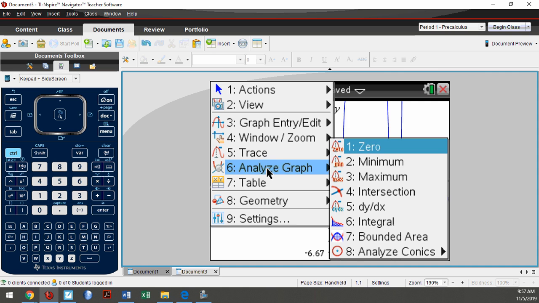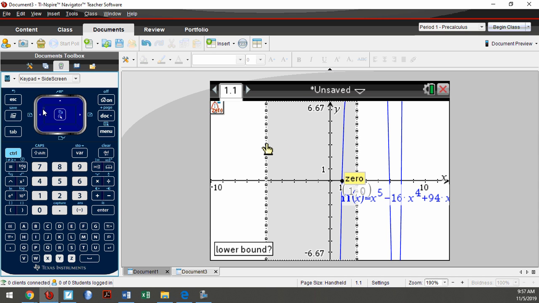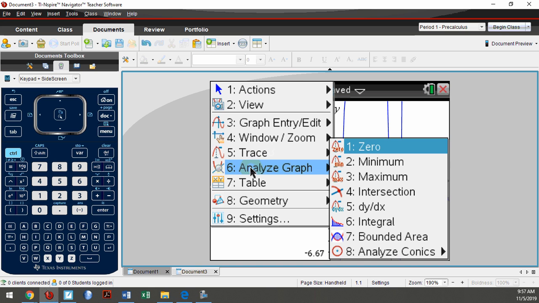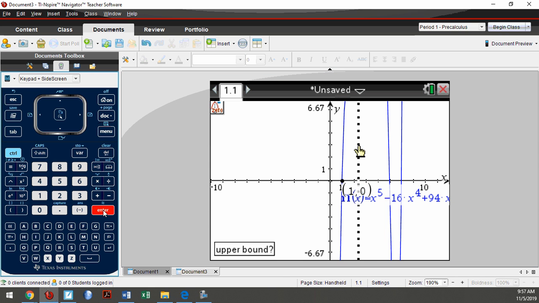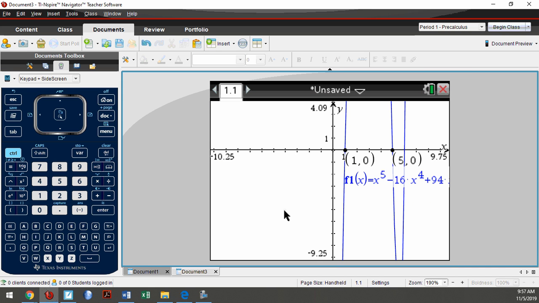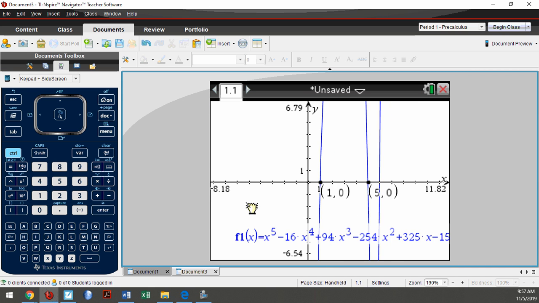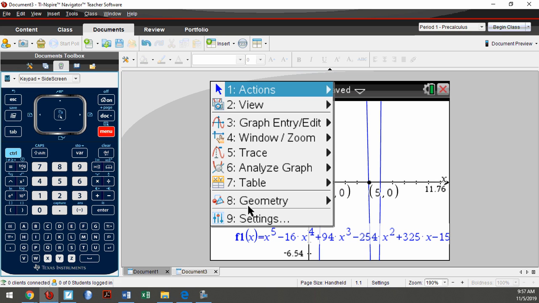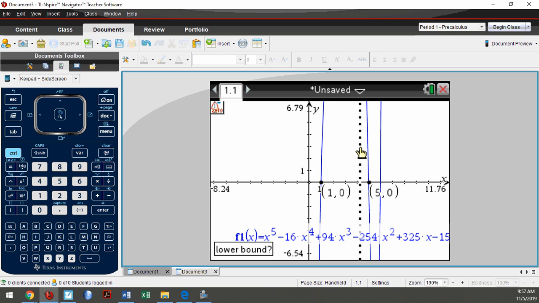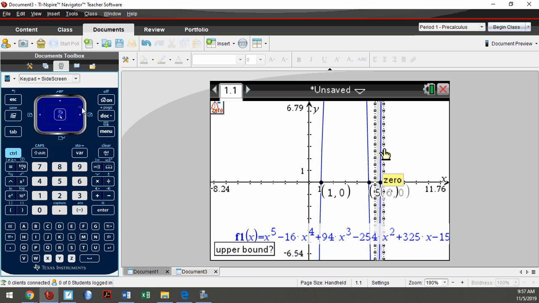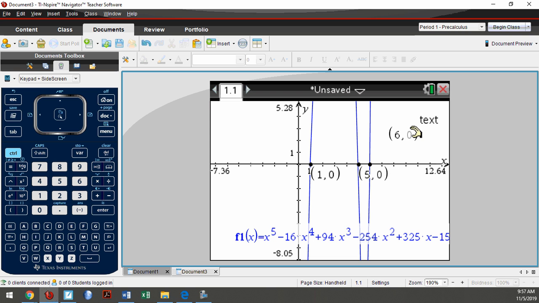Menu, analyze graph, 0. So the first one is 1, 0. Menu, analyze graph, trace. The second one is 5, 0. Okay, do it again. Menu, analyze graph, 0. Hit enter, and that one's going to be what? 6, 0. So I know I have 1, 5, and 6.